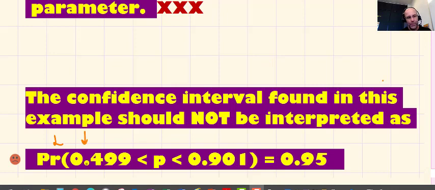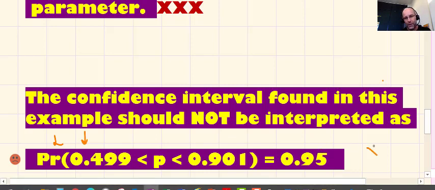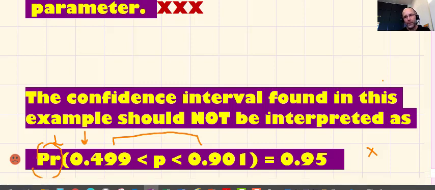Okay, this should not be written as the probability that P is between 0.499 and 0.901 is 0.95. That is not what it means. It means that we are 95% confident, or we expect 95% of such samples taken to be in this interval. That's what it really means. So the word probability at this stage is not the appropriate word, because it's not true.